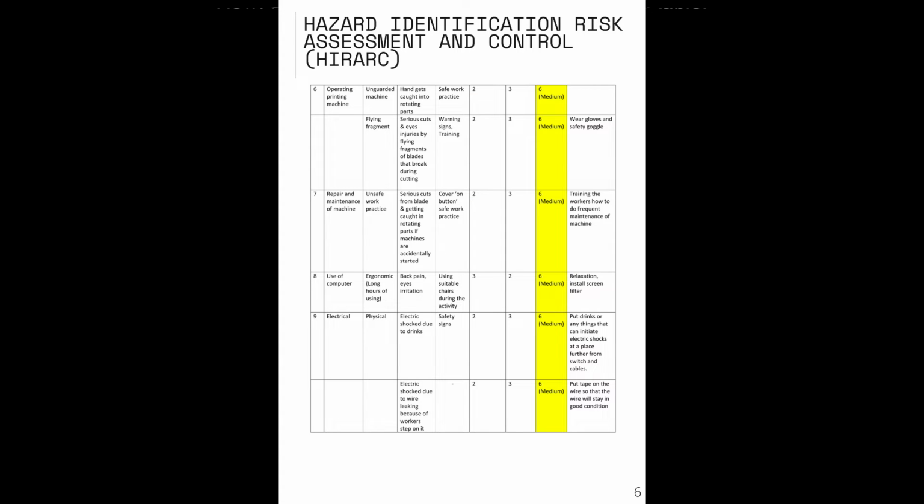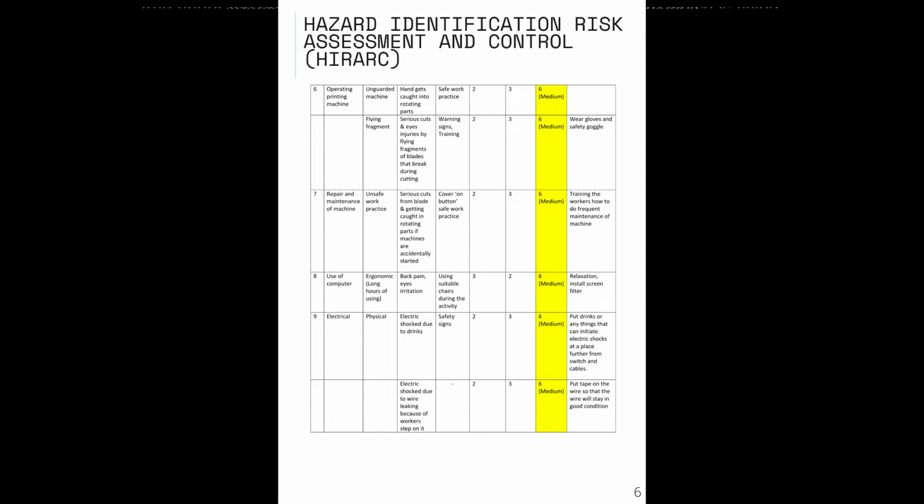Now I would like to continue with the HIRAC table, number 6, where the activity is operating the printing machine, where the hazard is an unguarded machine, and the effect is the hand will get caught in the rotating parts, and the existing risk control is practicing safe work. And for the risk part, it has been concluded as 6, which is medium.